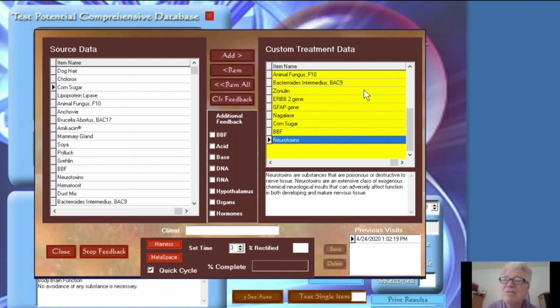The harness is unplugged. You put the sample, whether it be a hair, a nail, saliva, urine, whatever they send you, on the interface box, and you do your scan, and then the treatment you would do in Metaspace. Feedback. Once you've decided what you're going to treat, you would do the feedback in Metaspace. And that's a whole other technique. There are all kinds of techniques you can employ. That's a very sophisticated technique.